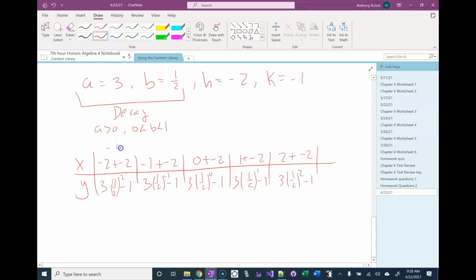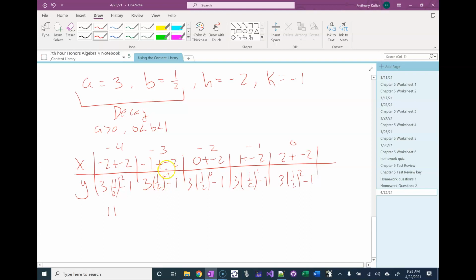And if we simplify, negative 2 minus 2 is negative 4, and then with negative 3, negative 2, negative 1, 0. 1/2 to the negative 2 is 2 squared. 3 times 2 squared is 12. 12 minus 1 is 11. Again, you could do this in your calculator if you wanted to, that's fine, but I'm going to just do it in my head.